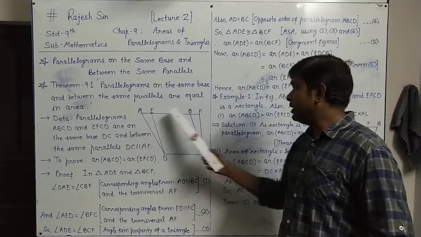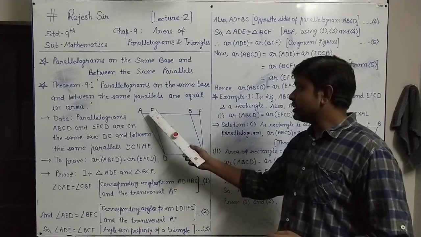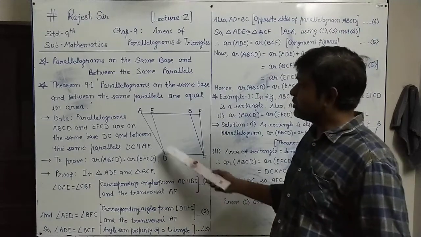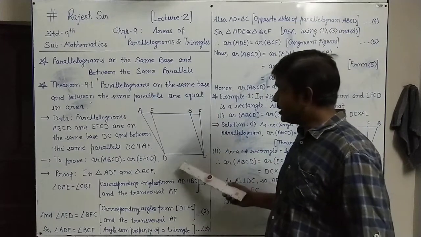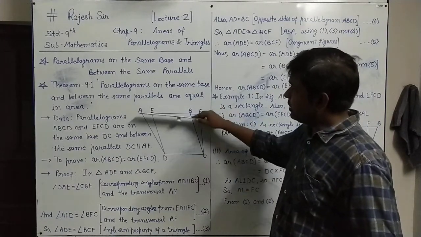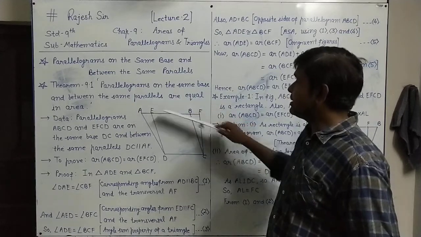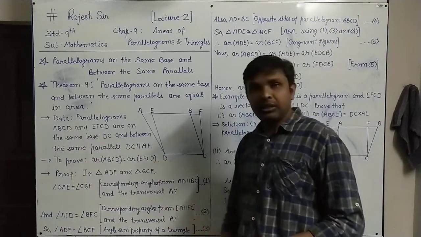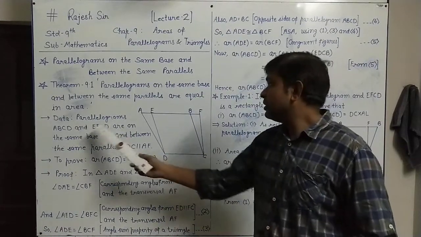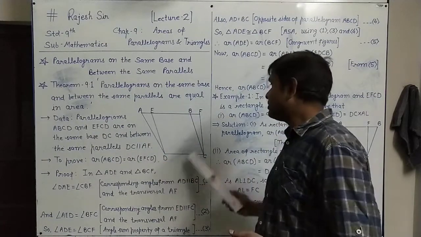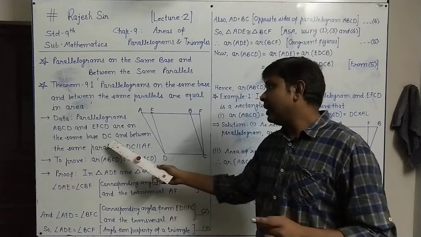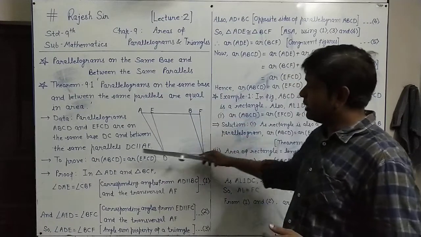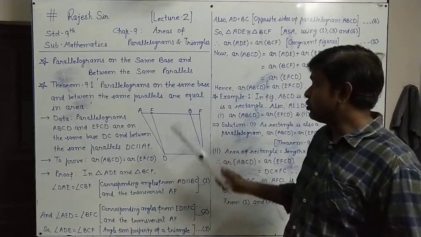Two parallelograms are given, ABCD, and the second parallelogram AEFD, in which you can see BC is the same base for both the parallelograms, and both the parallelograms are between the same two parallels, AF parallel DC. So the data is, we will write: two parallelograms ABCD and EFCD are on the same base DC, and between the same parallels, that is AF parallel DC or DC parallel AF.